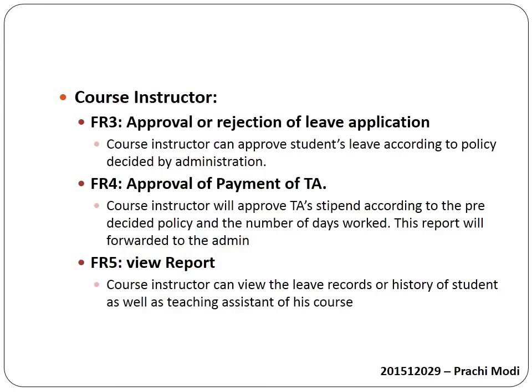For the course instructor, the functional requirements are number 1. Approval or rejection of leave application. Course instructor can approve TA's leaves according to the policy decided by administrator. Number 2 is approval of payment of TA. Course instructor will approve TA's stipend according to the pre-decided policy. Number 3. View report. Course instructor can view the leave records or history of students as well as TA.